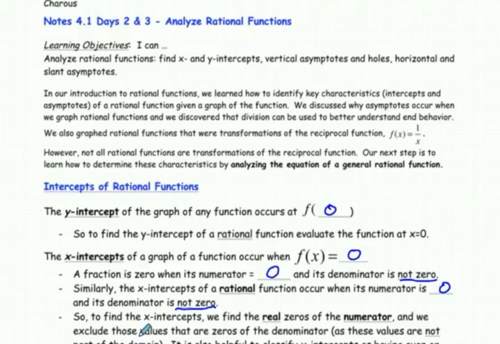Remember, they have to be real to be x-intercepts of the numerator, and we exclude those values that are zeros of the denominator. Okay? These values are not part of the domain. In those cases, we're going to have either a vertical asymptote or hole at those values. And it'll be helpful to classify x-intercepts as having even or odd multiplicity based on the power of the factor that causes that x-intercept. Okay, so let's get started doing an analysis.